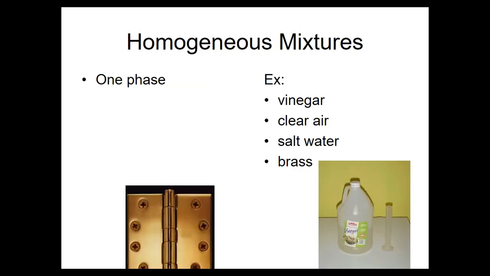Now, homogeneous mixtures consist of what we sometimes refer to as one phase. If you look at these two pictures down here, here we have brass, which is a homogeneous mixture of copper and zinc. If you look at this piece of brass, you don't see different parts, and that's what we refer to as one phase.